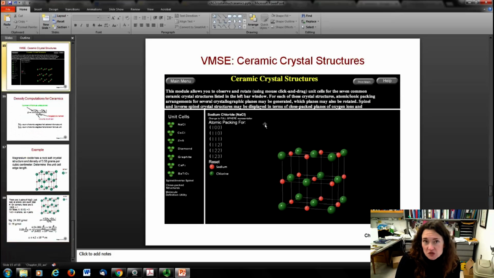If you have trouble visualizing any of these crystal structures, because I know I do, then there's software out there associated with your textbook that you can look at, and you can rotate them around in 3D and play with it that way. And I encourage you to do that.